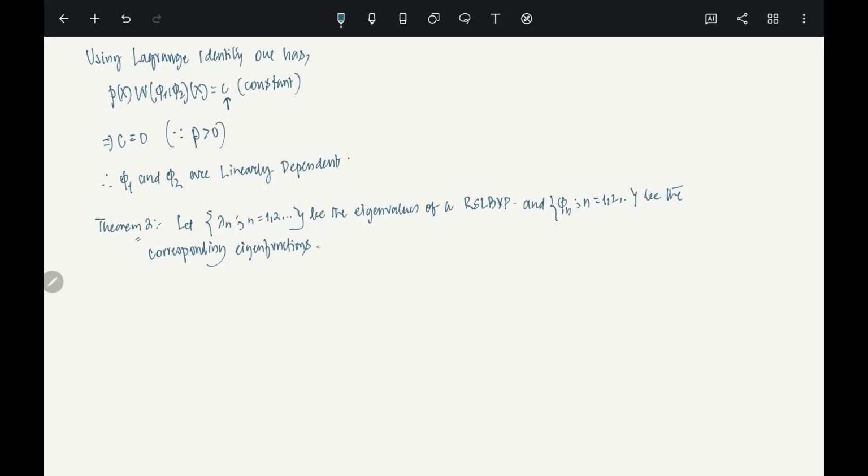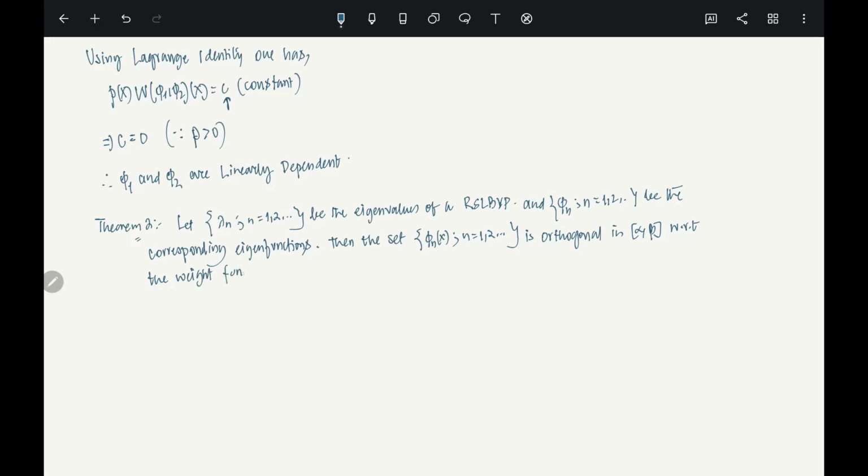Then the set phi n of x, n equals 1, 2, this set, is orthogonal in alpha beta with respect to the weight function R(x).